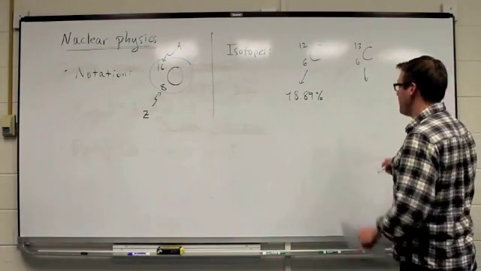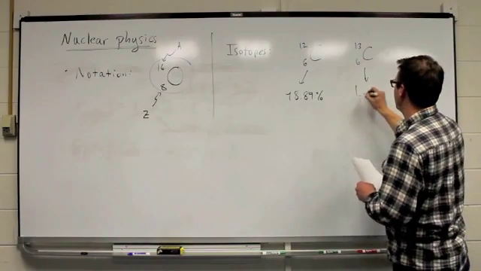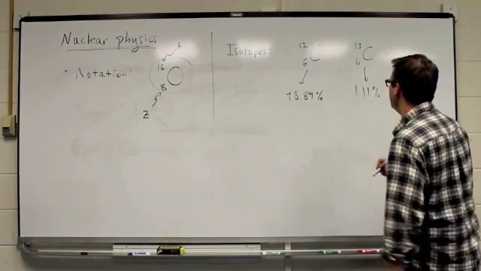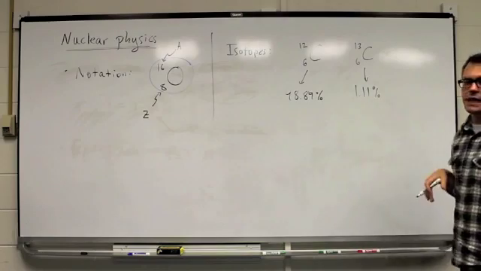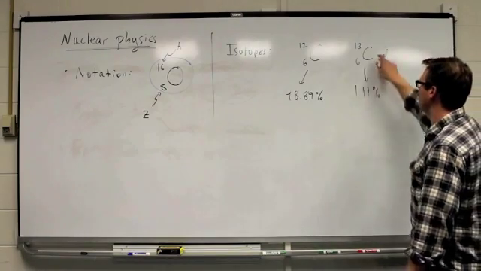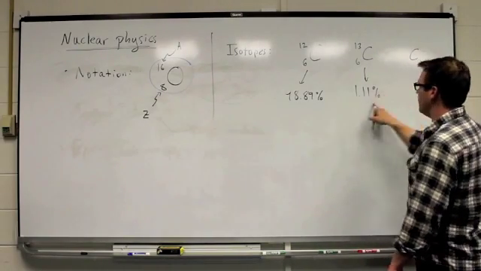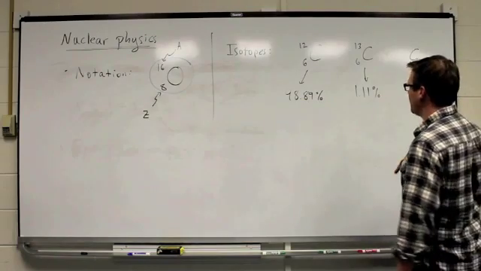This is a much less common isotope. In fact, only about 1 and a little bit percent of the carbon that you would find is going to be carbon-13. Which, if you add these two numbers up, you basically get 100%.